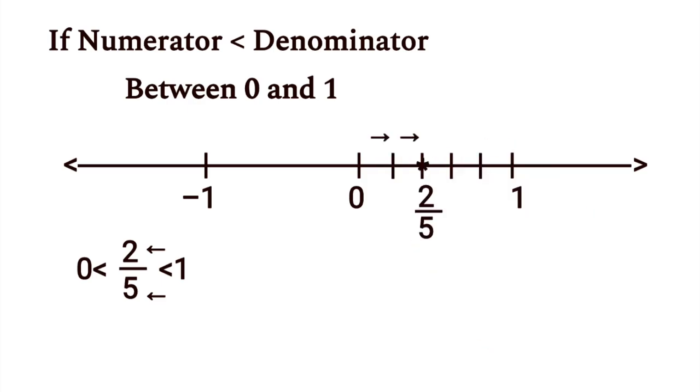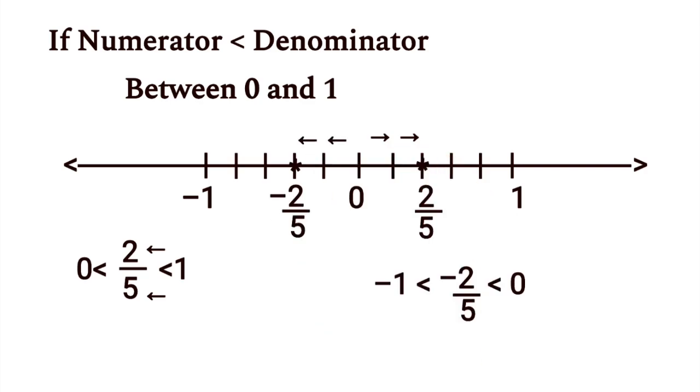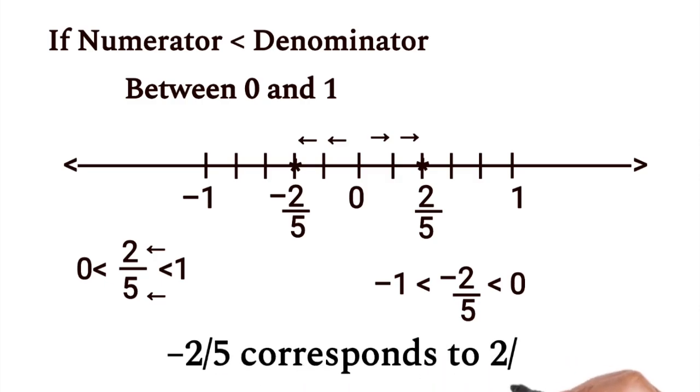We can use the same procedure to mark -2/5 on the left side of 0. Divide it into 5 equal parts and mark -2/5 2 parts away from 0. Just as integers had corresponding values, rational numbers also have corresponding values. In our example, -2 by 5 corresponds to 2 by 5.